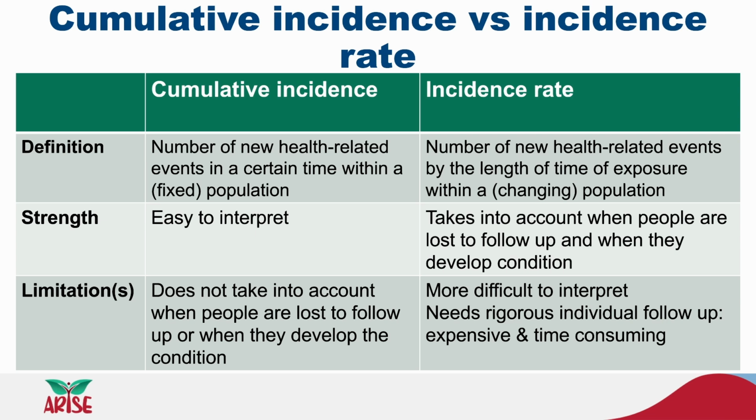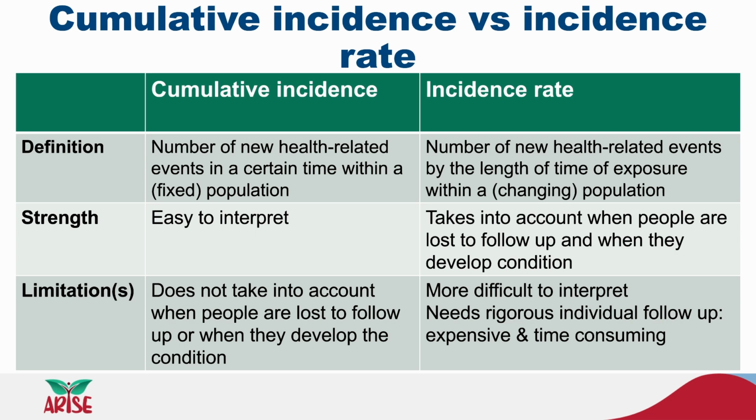As I mentioned, cumulative incidence refers to the number of new health-related events in a certain time within a population. The population is measured at the start of the time frame. Incidence rate is the number of new health-related events by the length of time of exposure within a changing population. The strength of cumulative incidence is that it's easy to interpret. But the limitation is that cumulative incidence does not take into account when people are lost to follow-up or when they develop the condition. The strength of incidence rate is that it takes into account when people are lost to follow-up and when they develop the condition. But the limitation is that it is more difficult to interpret, and to collect these data you need rigorous individual follow-up, which is expensive and time-consuming.